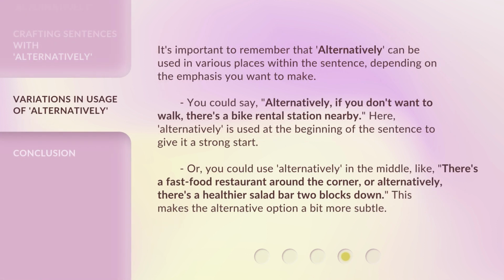It's important to remember that alternatively can be used in various places within the sentence, depending on the emphasis you want to make. You could say, alternatively, if you don't want to walk, there's a bike rental station nearby. Here, alternatively is used at the beginning of the sentence to give it a strong start.